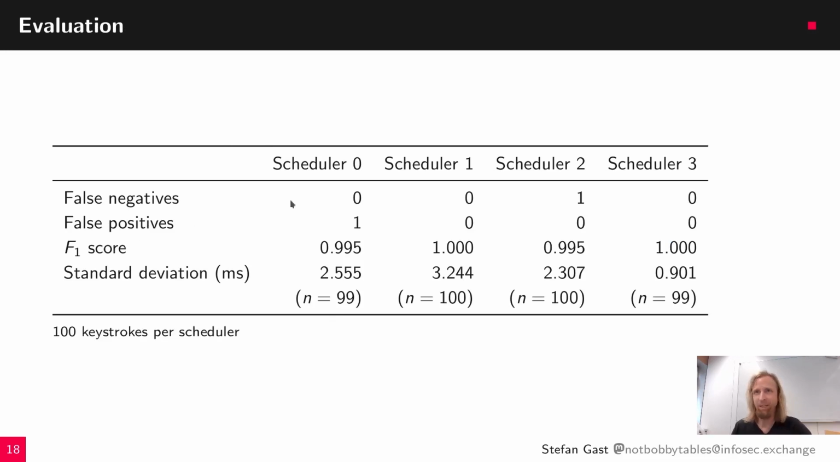This works quite well, as you can see here on the table. So we have only in the case of scheduler 0 a false positive here when doing 100 keystrokes. Also a very low standard deviation of our times, meaning that we can detect the keystrokes quite precisely. Interestingly, this worked the best for scheduler 3, where we had a standard deviation of below 1 millisecond.